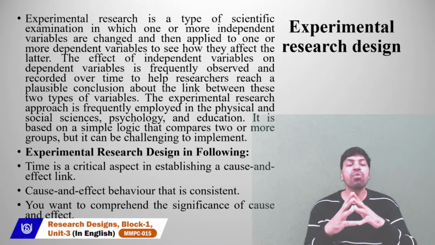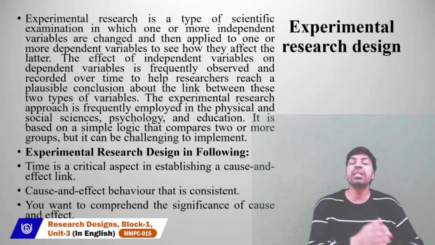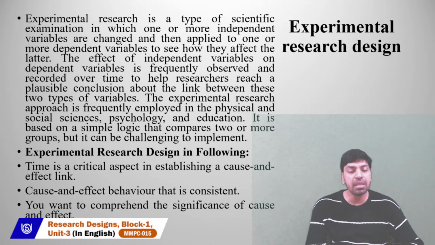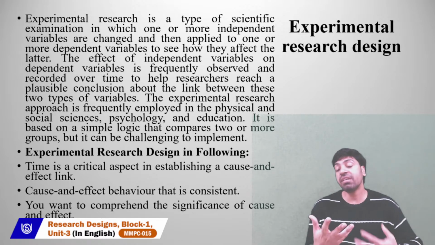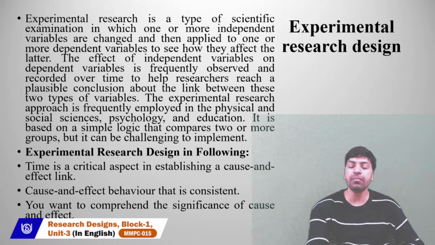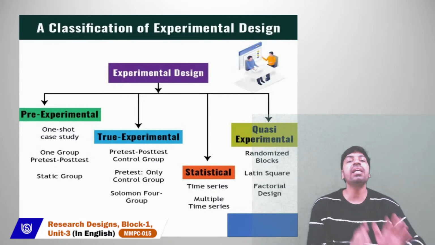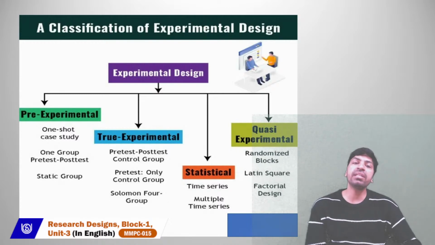If you want to comprehend the importance of the cause and effect relationship between two or more variables, between two or more groups, then ultimately experimental research design is to be applied, because if any scientific investigation is to be done, then definitely this design will be adopted. The experimental research design is classified into four main categories along with their statistical tools.